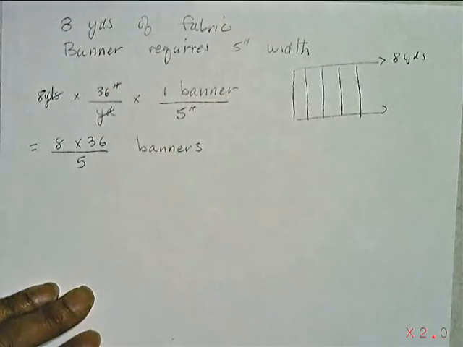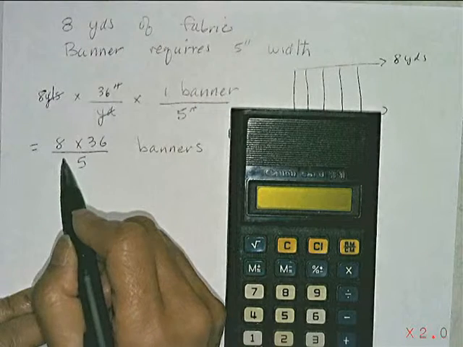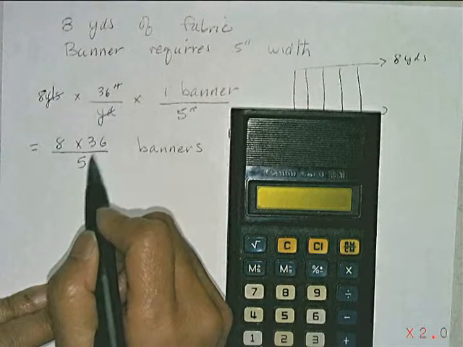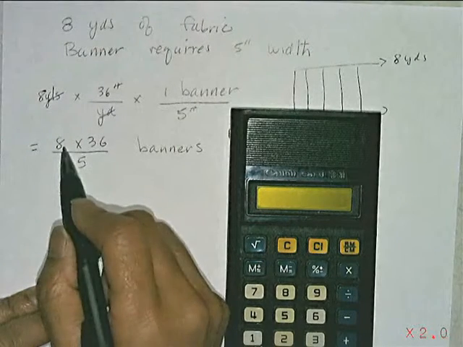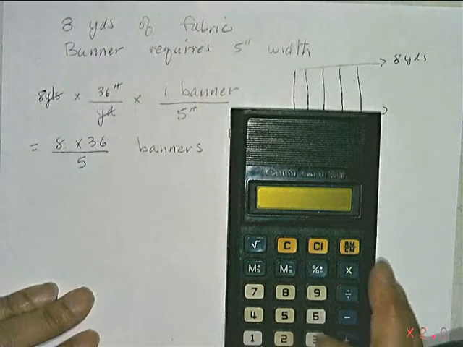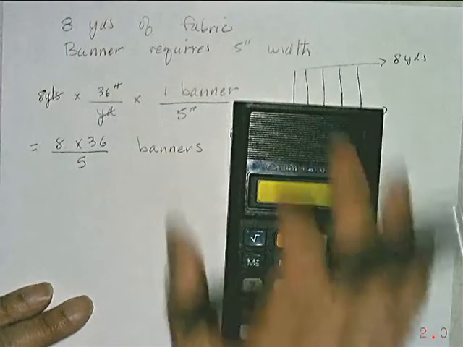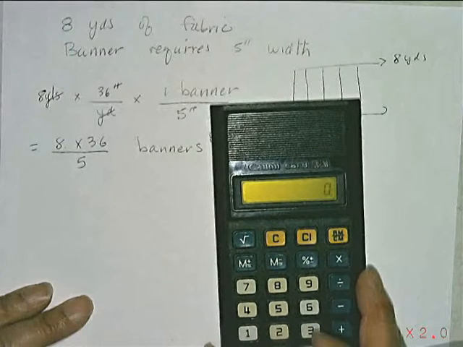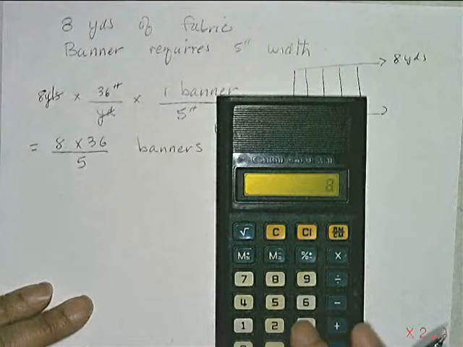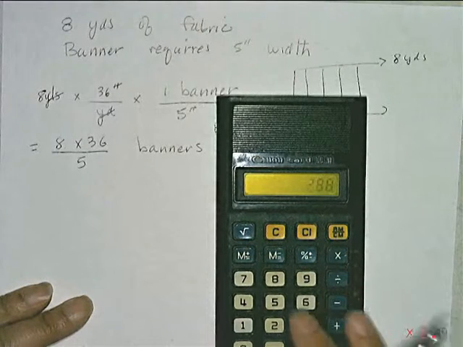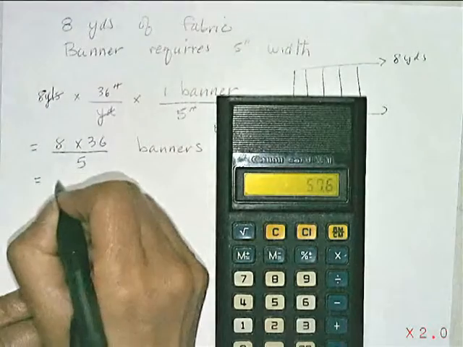Okay, so I'm going to take that on my calculator. This is going to be, just as an estimate, that's about 5 into 36 is 5 into 40. 8 times 8 is 64. I should get about 64 banners, a little bit less. So I'll turn on my calculator, and hopefully you can see this. I'm going to take 8 times 36 and then divide by 5. And I get 57.6.